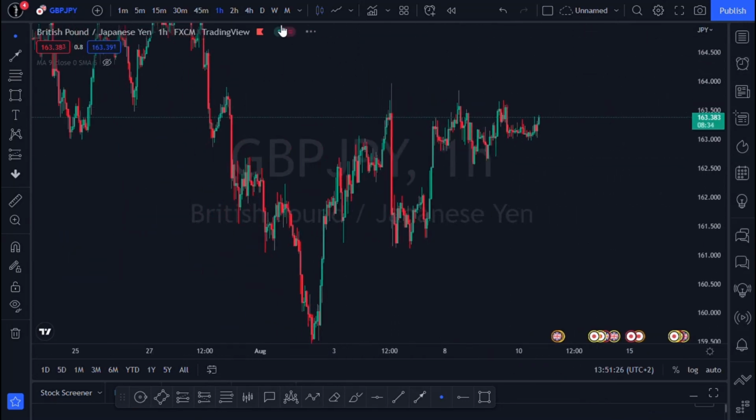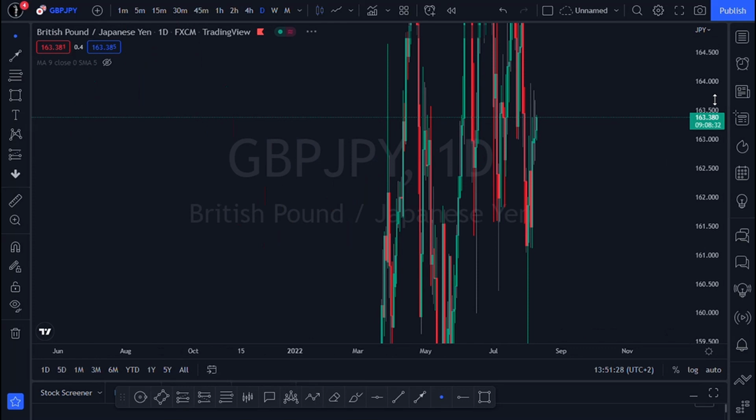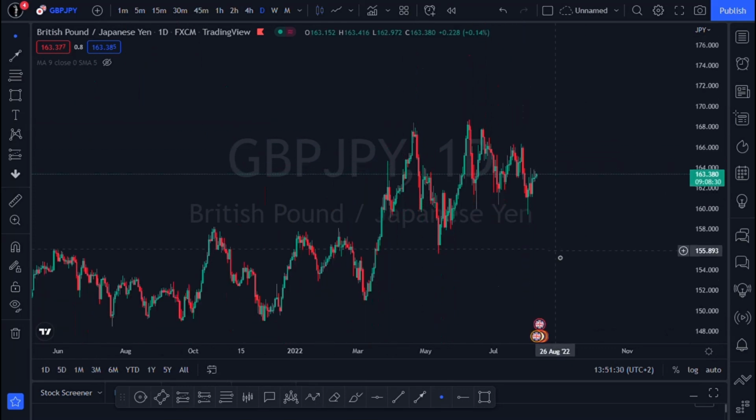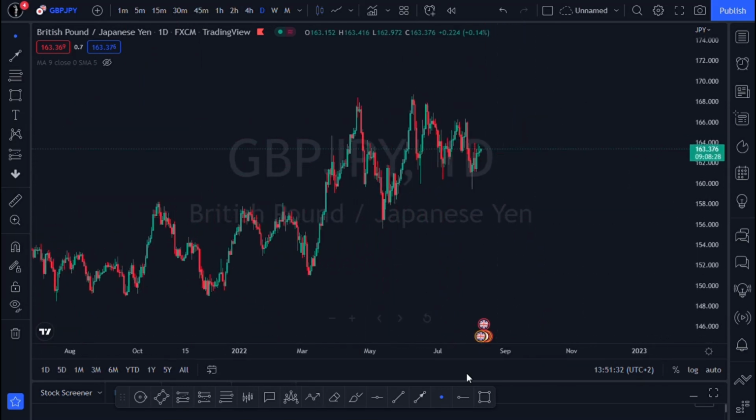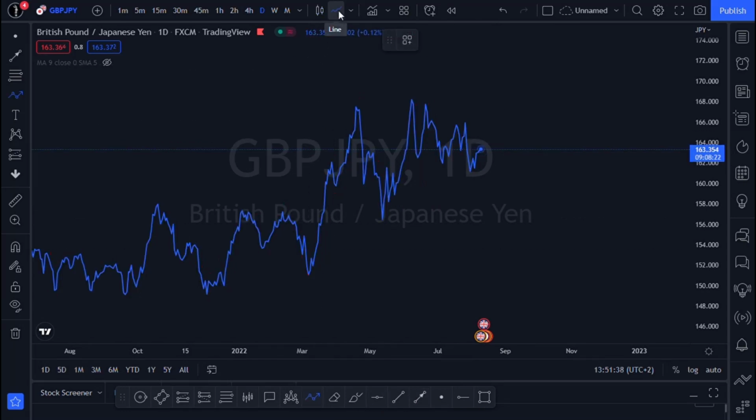Right, GBPJPY. Structure has been trending for quite some time now, giving us a clear series of higher lows and higher highs. One thing: if you cannot see what structure is giving you, just switch straight towards the line chart. Once you have the line chart, you can start trading what you see. So structure has been moving for us in such a manner.